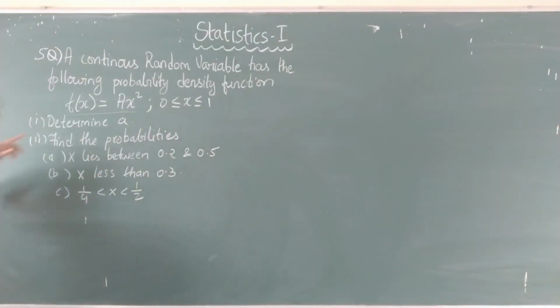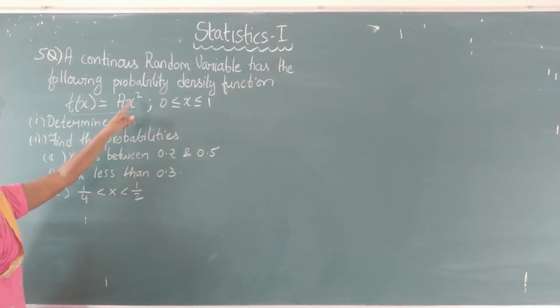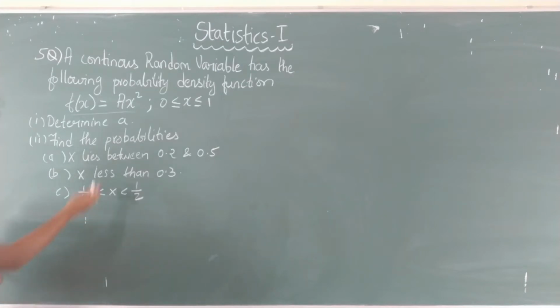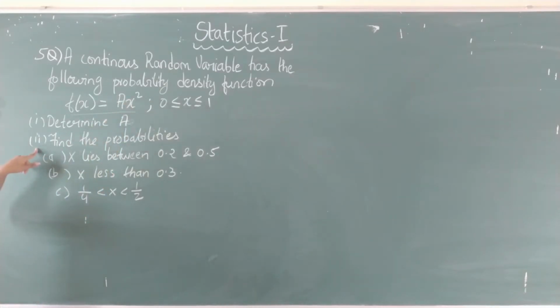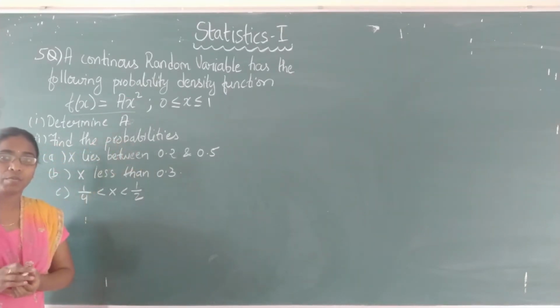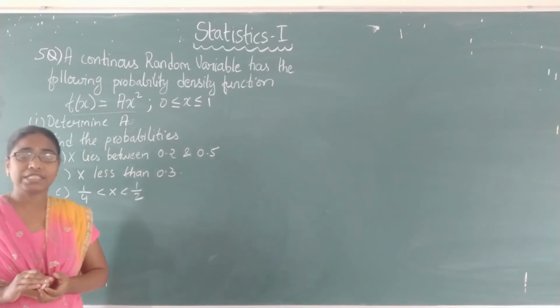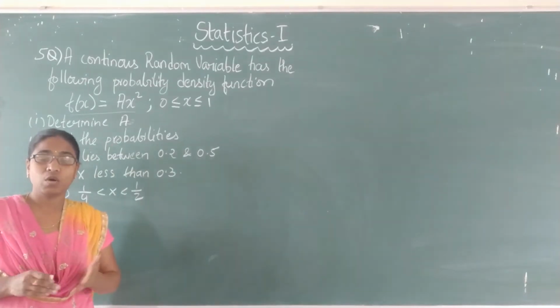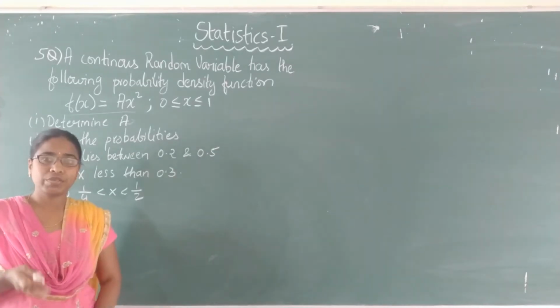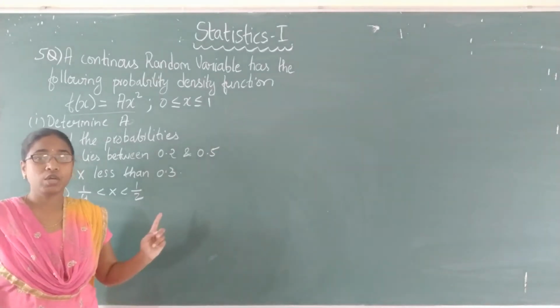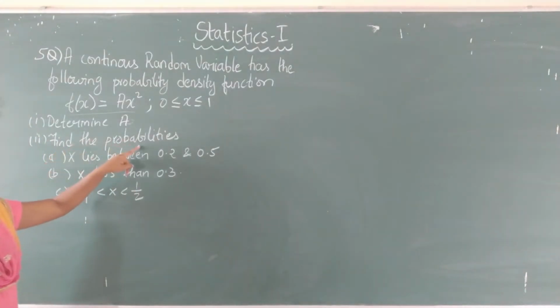Now here the function is ax square. In this function we have a constant a, so we have to determine the constant a. Next, second, find the probabilities. In the PMF problems also we found probabilities, that is P of x less than 3 or P of x greater than or equal to 4, P of x lies between 0 to 5, like that. So here also we will be finding some probabilities.